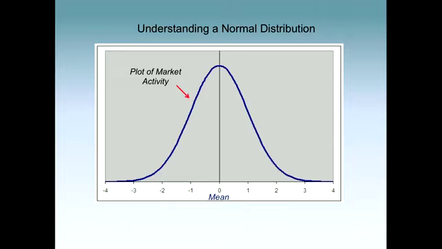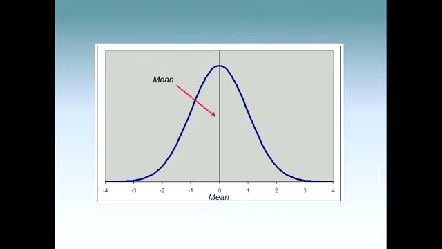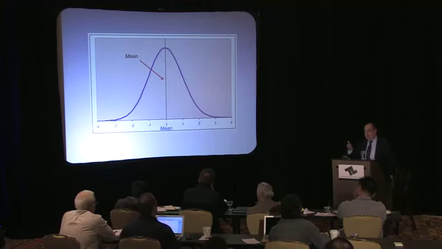how that helps us. Well, take a look again at a plot of the market activity, and we have a mean. Does anybody remember what the mean is? Most common price. Very good, most common price. Let's translate that for us in trading terms. That is the price where the greatest amount of trading took place.